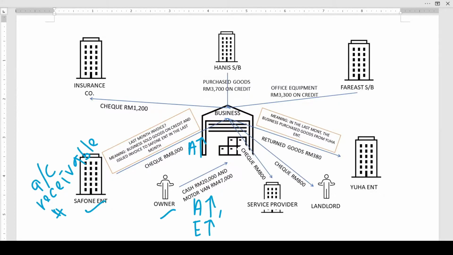So when Safwan settles part or all of the account receivable, what happened to the account receivable? The account receivable of Safwan Enterprise will be reduced. Therefore, the asset also will be reduced. So for the second transaction, the effect is asset increase, asset decrease. Asset increase due to cash at bank, asset decrease due to the account receivable of Safwan Enterprise that we created in the previous month.